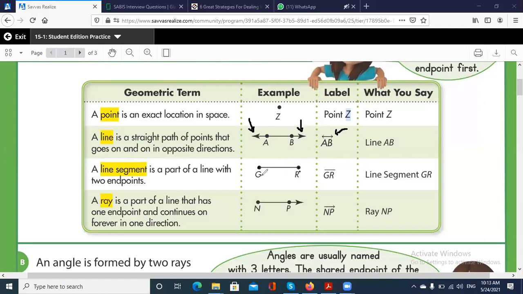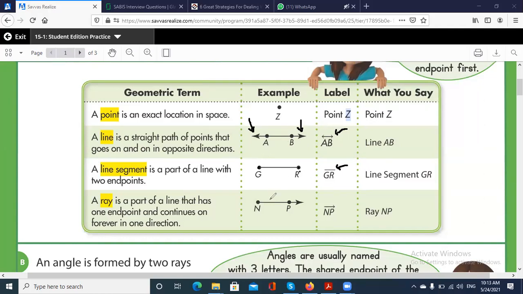Now, to name the line segment, we name it as we name the line. So for example, here we have two points, G and R. To name the line segment, we just put GR, and above them, we also write what? A small line segment to say that this is a line segment called GR. Okay, so we have a line. The line has two arrows. We have a line segment. The line segment doesn't have any arrows.